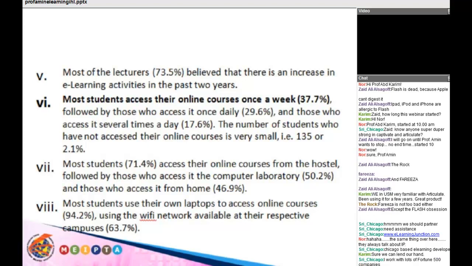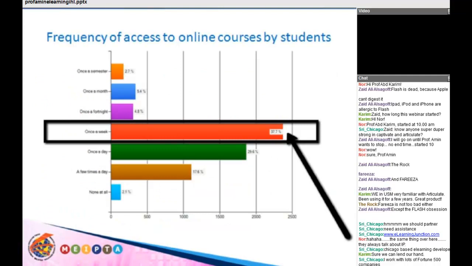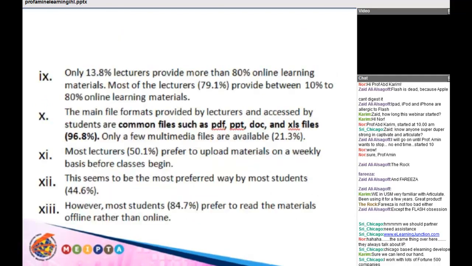Most lecturers access once a week, so most students access their online courses once a week. So I think if our LMS is user friendly, if our LMS has got a lot of activities that can engage learners, then I think they will access it like they access Facebook.